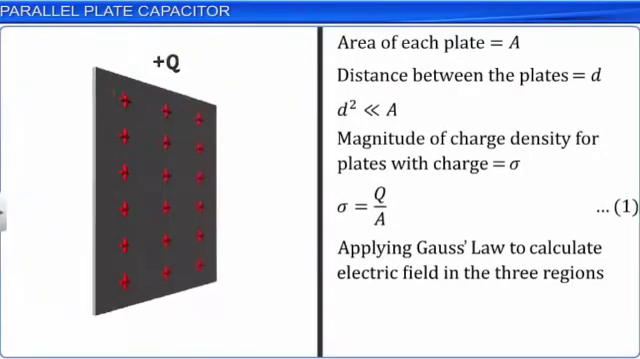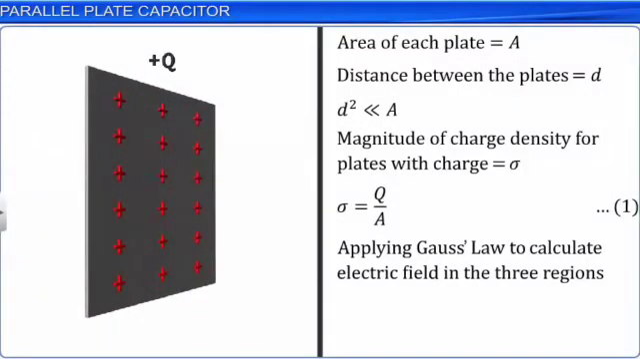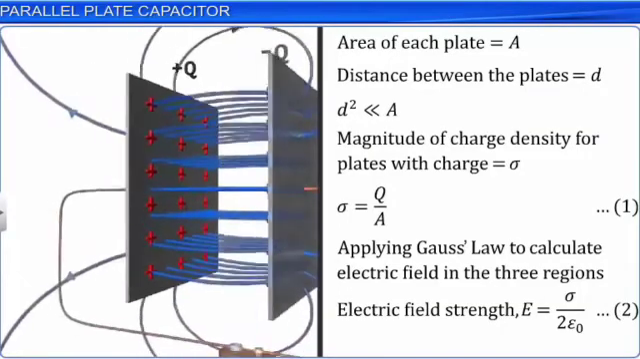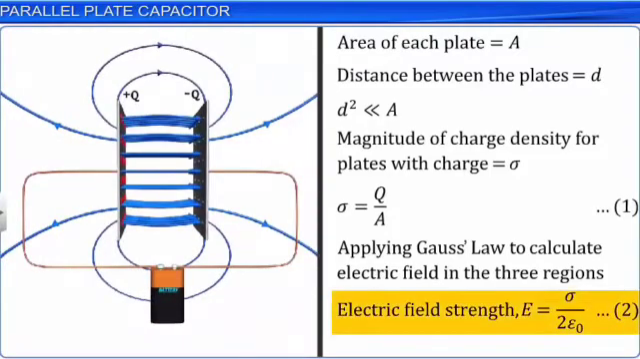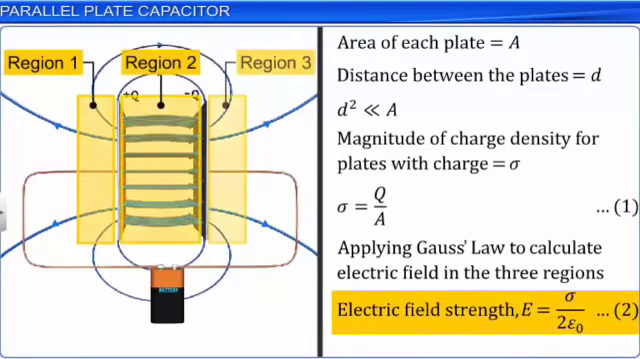We know that for a uniformly charged plane sheet of charge, the electric field strength E at some distance away from it is equal to sigma by 2 epsilon naught. Let this be equation 2. We use this result to calculate the net electric field strength in regions 1, 2 and 3.